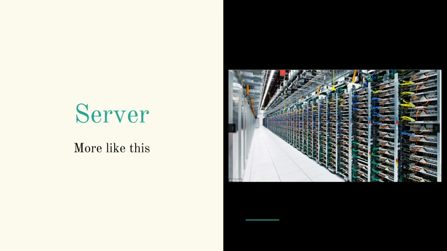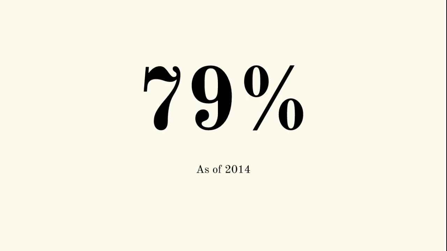More like this. So this is a data center for Google, and I would bet you guys a lot of money that at least 4 out of 5 of the computers in this shot are running Linux. Actually, it's probably closer to all of them because Google is a Linux-heavy shop. But just a quick show of hands, who here's used the internet before? So, 79% of the internet is run on Linux.